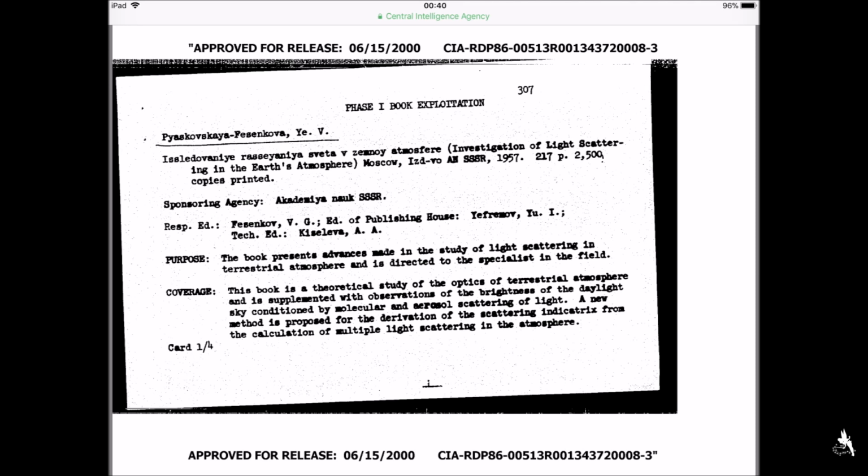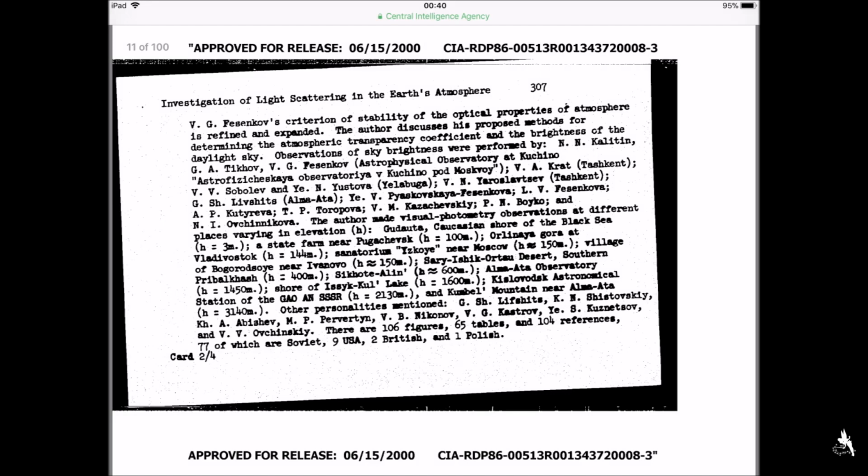The purpose. The book represents advances made in the study of light scattering in terrestrial atmosphere and is directed to the specialist in the field. This book is a theoretical study of the optics of terrestrial atmosphere and is supplemented with observations of the brightness of the daylight sky, conditioned by molecular and aerosol scattering of light. A new method is proposed for the derivation of the scattering indicatrix from the calculation of multiple light scattering in the atmosphere. And it shows all of the people involved, all the scientists, and different heights.